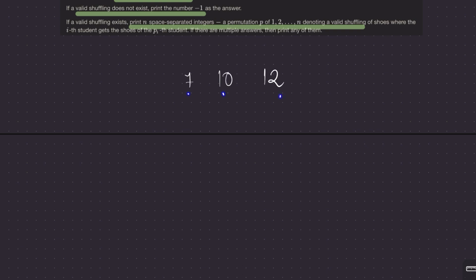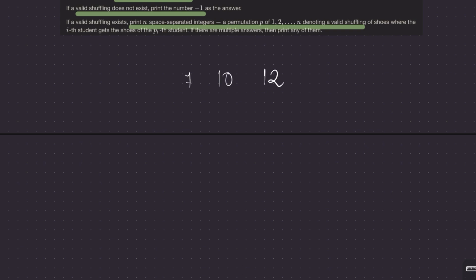Let's say these are the three sizes we have: 7, 10, 12. If you have all unique shoe sizes, then what shoe should the student get? It is obvious that he should get a shoe size just greater than his, right? Because if you give 12 to this 7, then what will this 10 do? This 10 will have nothing, right? I'm not concretizing anything, just making some initial observations.